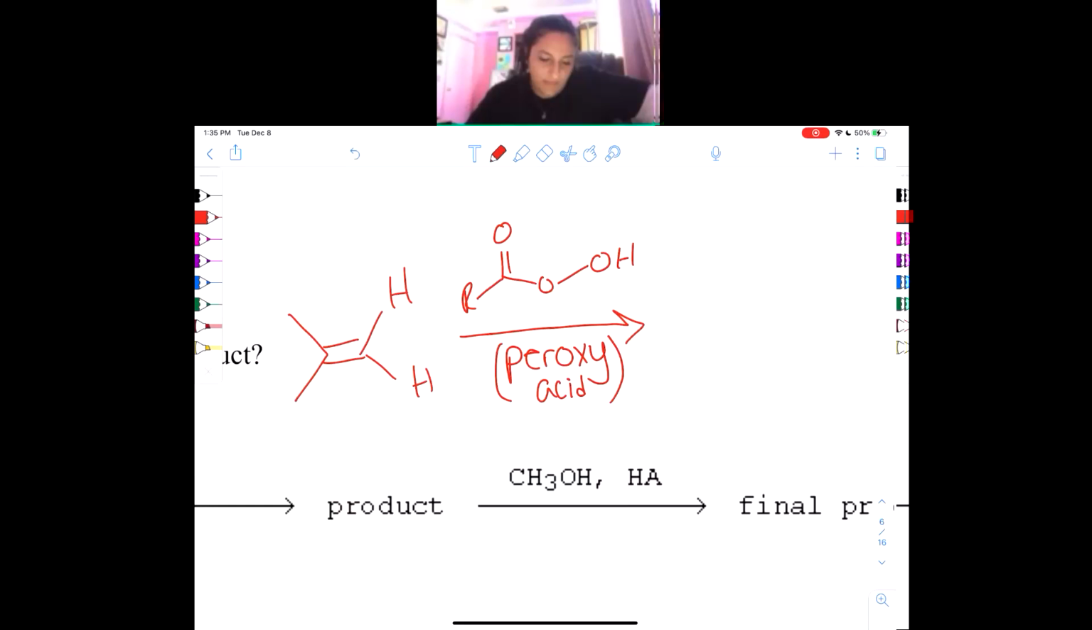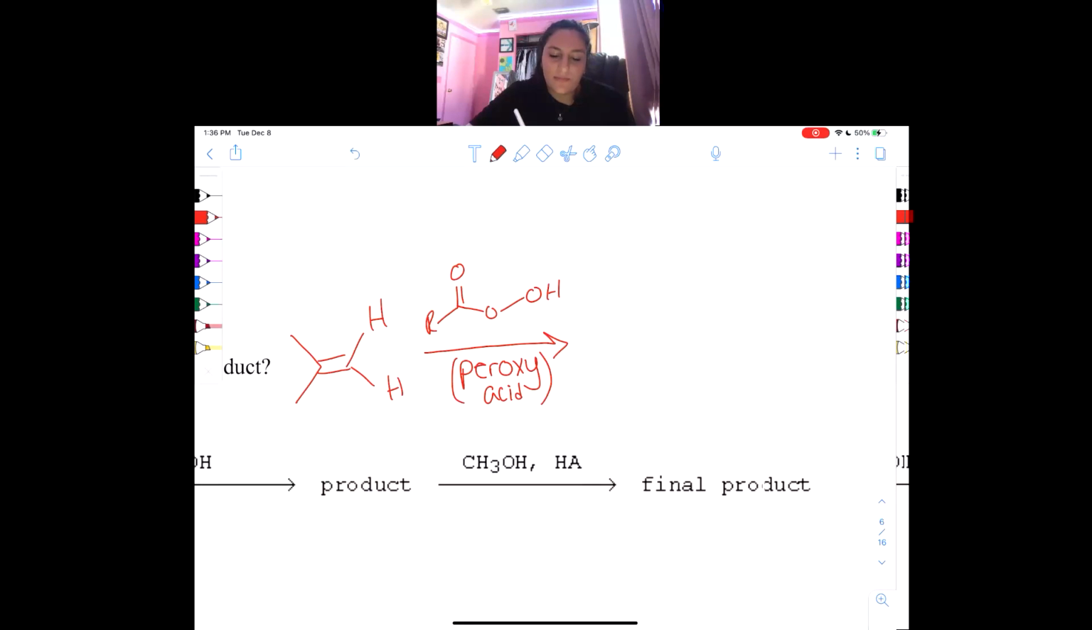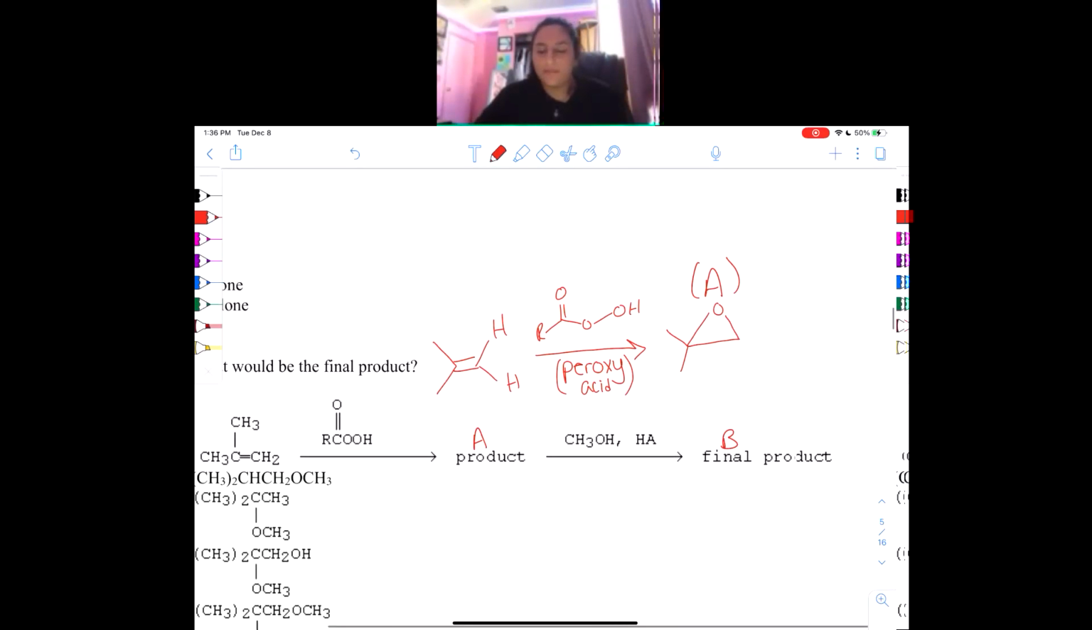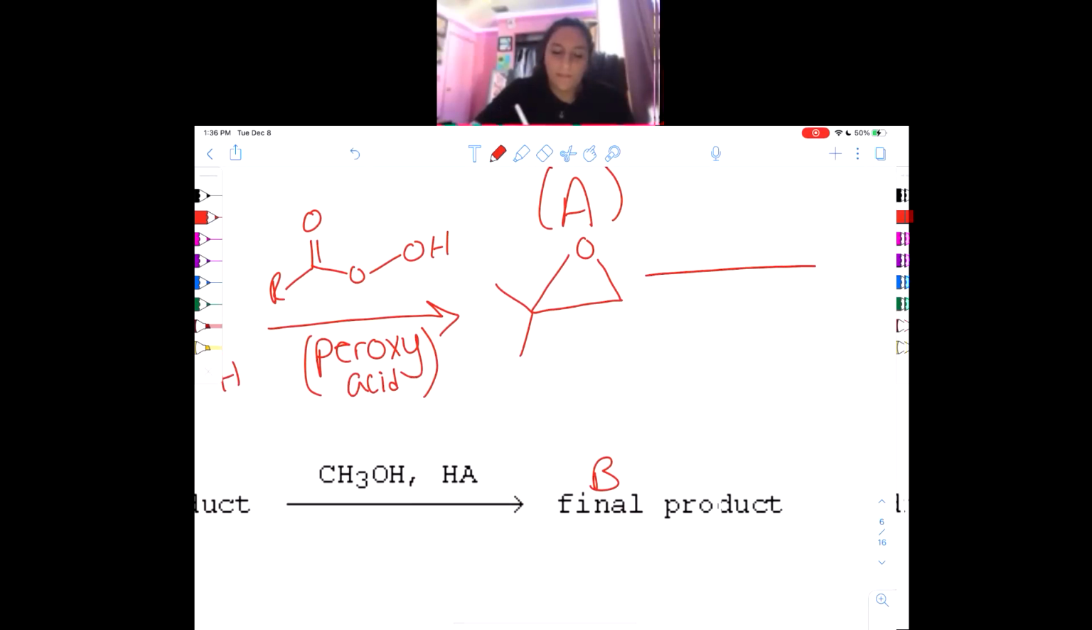So we know, someone already said this in the chat, but a double bond plus a peroxy acid equals an epoxide. So let's call this A and B. So right here, we made A. So now we're reacting our epoxide with CH3OH and HA. What does HA stand for?